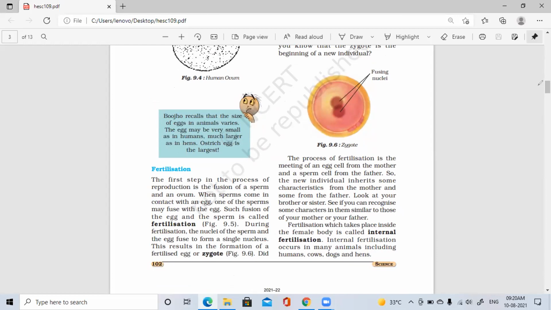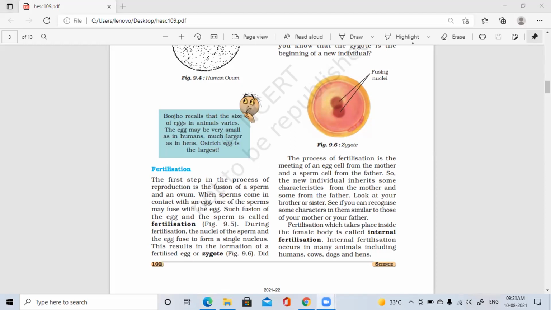So this process of fertilization, the meeting of the egg cell from the mother and the sperm from the father, is why the new individual will have the characteristics of the mother as well as the father, right? Because some features are very common. Some match with the mother, some match with the father. Few features, right? Now, fertilization takes place inside as well as outside the body.